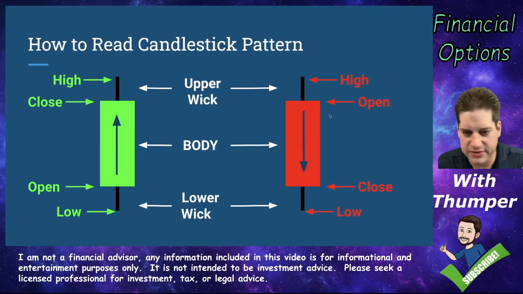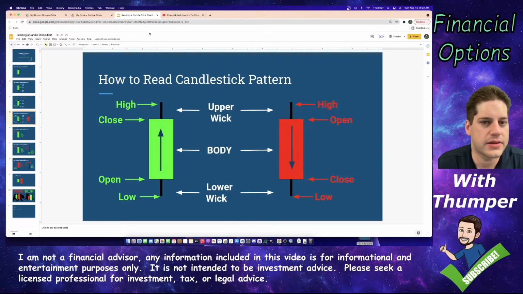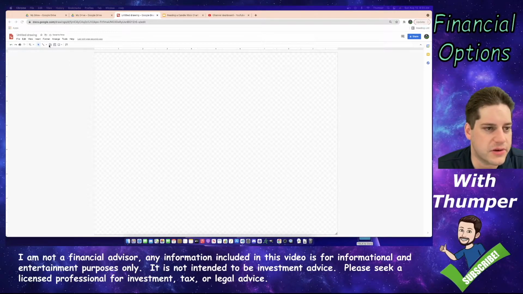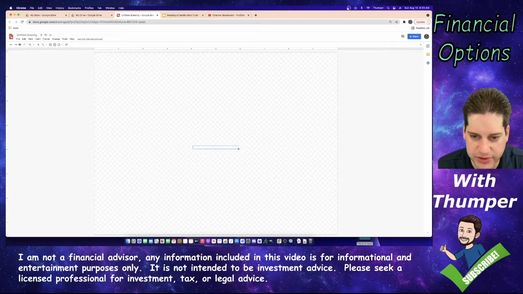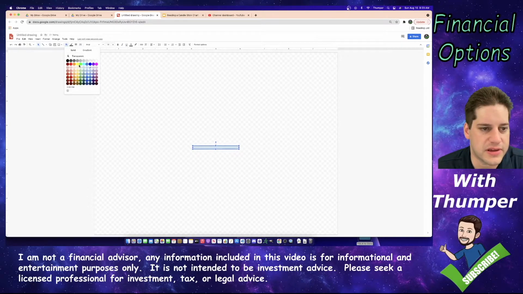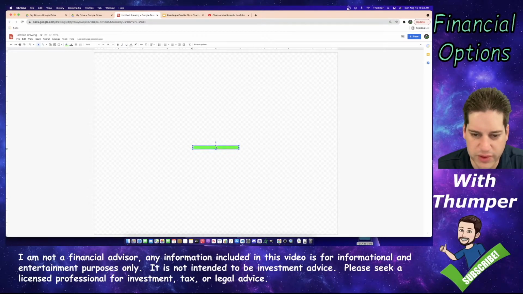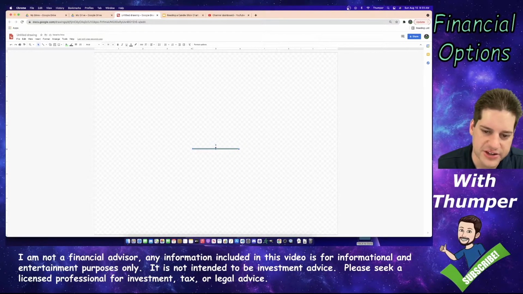I think a better way to show this might be in Google Drawings. Let me switch to Google Drawings real quick. Alright, I'm going to make a little body for us to play with, and we're going to assume it's a green candlestick. During this time interval, it'll just be a black line to begin with, and then as soon as the price action starts, this will track.